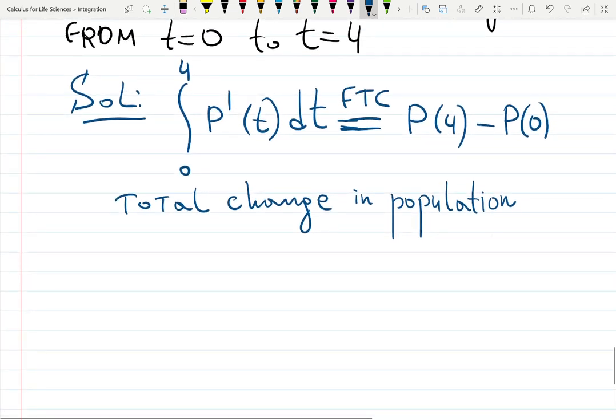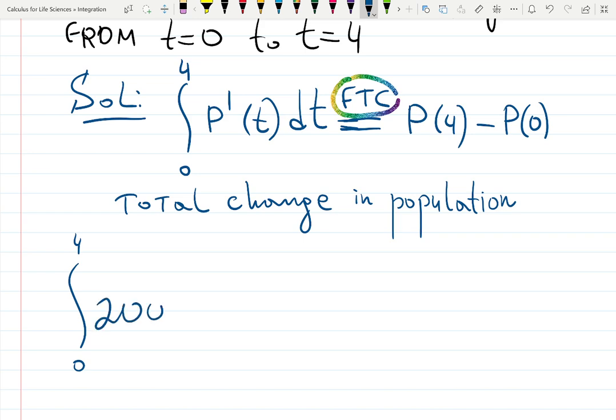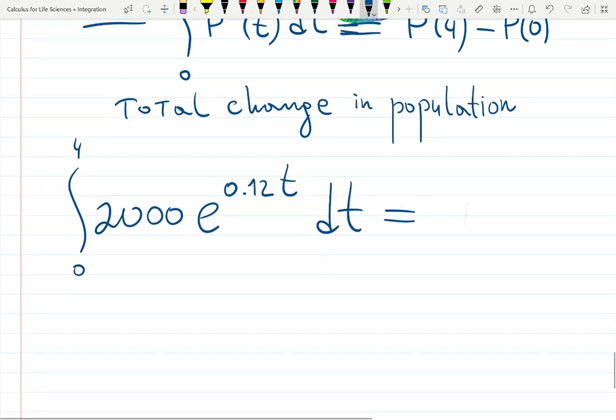So let's do that. This was introduced by the fundamental theorem of calculus. Before this, we did not know how to solve it. That's why it's so beautiful. So let's rewrite again: the integral from 0 to 4 of p prime, which was given as 2000 e raised to the 0.12t. See, it's a growing exponential function because it doesn't have a negative rate. dt. Now you have to integrate this carefully.